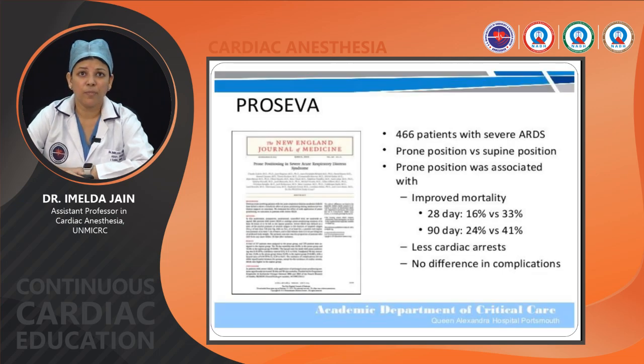One of the most famous trials, that is the PROSEVA trial, involves prone position ventilation, and it was published in the Academic Department of Critical Care. In this, 466 patients with severe ARDS were enrolled and patients in the prone position versus the supine position were taken into consideration. According to this trial, the prone position patients were associated with improved mortality.